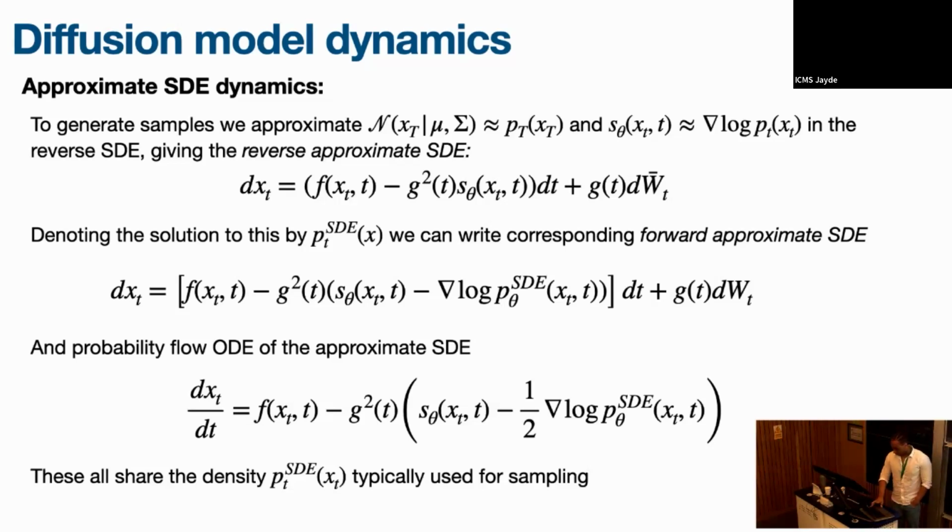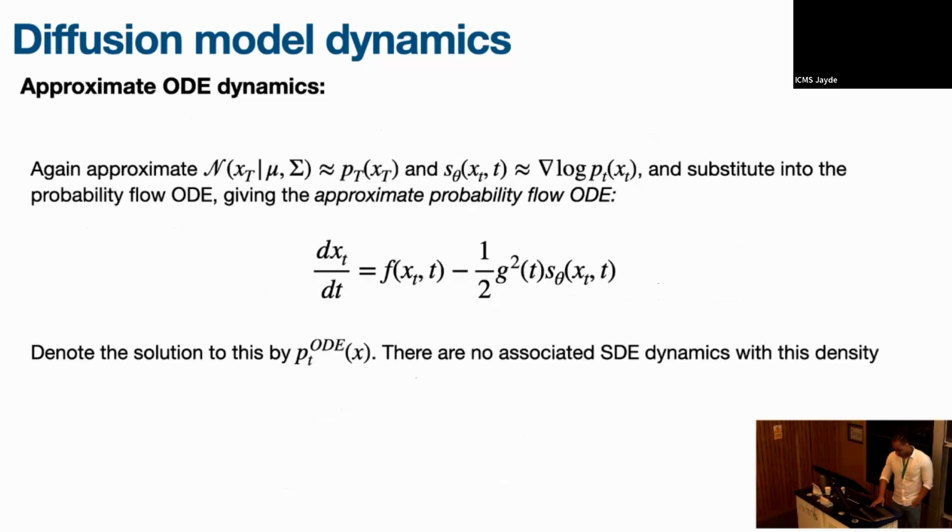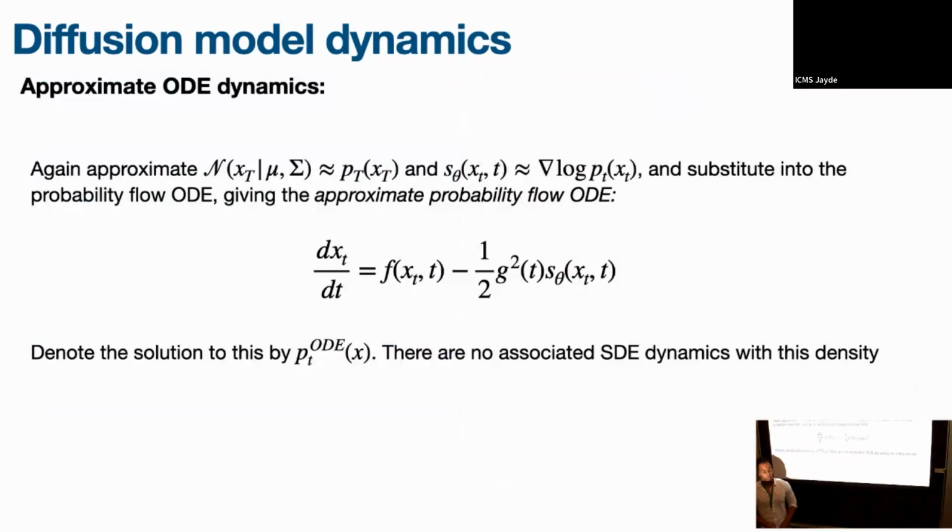Right. So what's our other generative process? It is the probability flow ODE, which you run backwards in time. So you can do the same thing. You substitute your score in here. You can integrate this backwards in time, and you end up with some approximation, which I call p_ODE here, to the true density over time. And for this, there are no, that I know of, associated SDE dynamics. This is an ODE, and that's the two that you get.